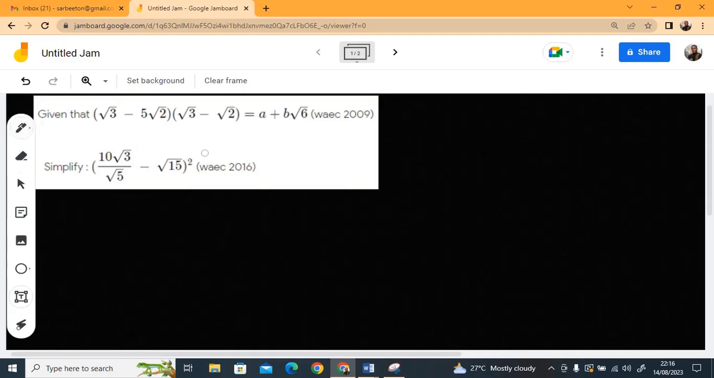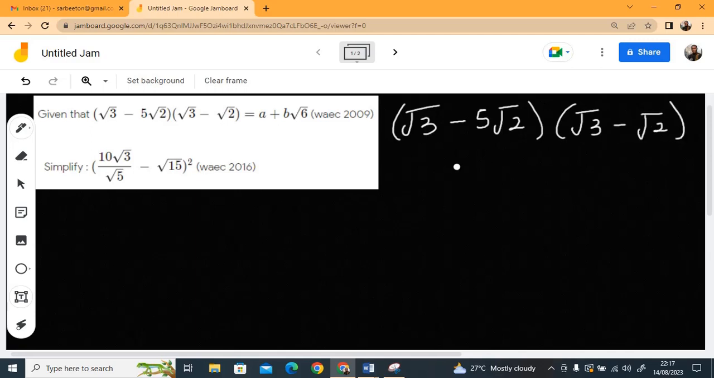Now this one, how do you solve this? You solve it like the A and B we did earlier. They said it must be in this form. Now if I were you, I can multiply this and this together. So what I'm going to do is, let me write this question so that you see the way I'm multiplying it. Root 3 minus 5 root 2, in brackets. So I'm multiplying it by what? Root 3 minus root 2.